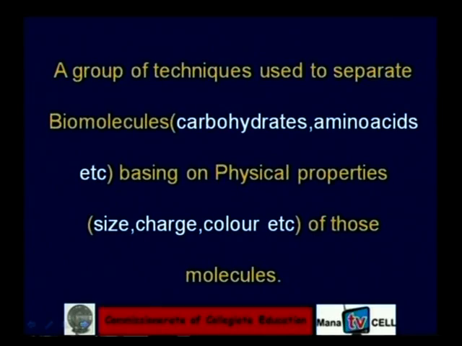Thank you. Good morning everyone, this is K. Usharani. Today I would like to explain biophysical techniques. The techniques which are used to separate biomolecules like carbohydrates and amino acids based on their physical properties like size, charge, color, etc. of those molecules are called biophysical techniques. Some of the techniques which we are going to deal with today are chromatography, electrophoresis, spectrophotometry and centrifugation.